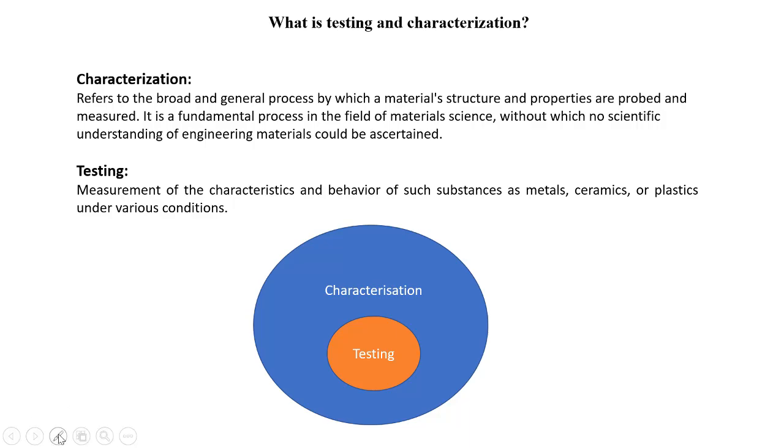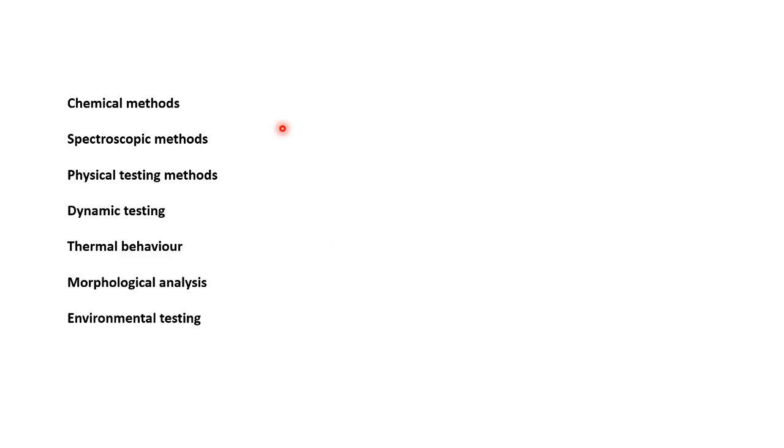I'm going to turn on the laser pointer. Yeah. So testing is a subset of characterization. Then there are different methods or different characterization techniques. For example, chemical methods, then spectroscopic methods, physical testing methods, dynamic testing methods, then thermal behavior, morphological analysis, and environmental testing.